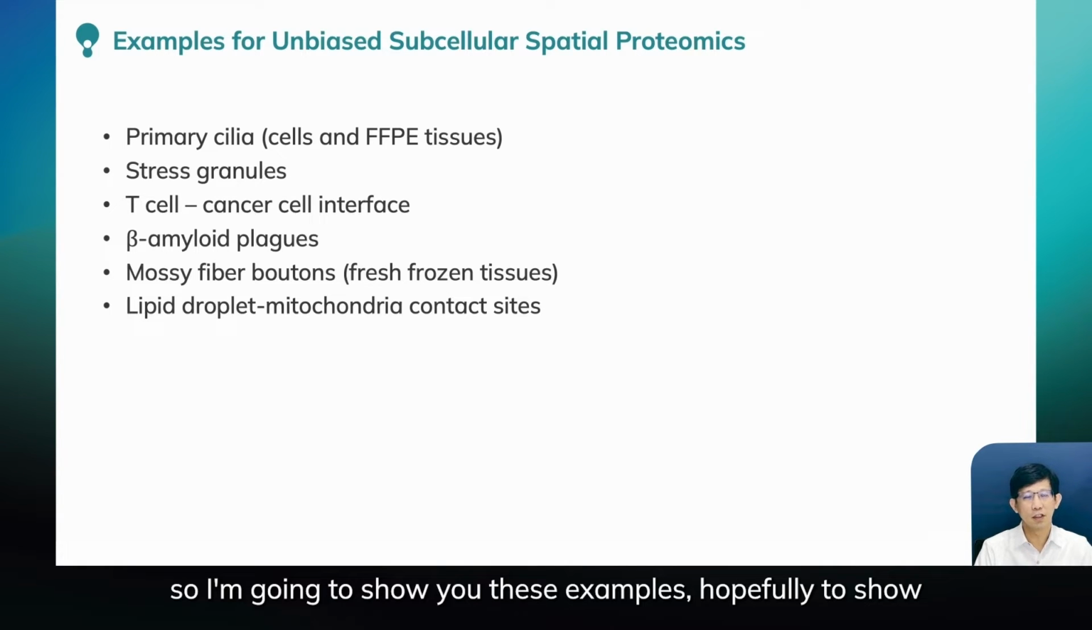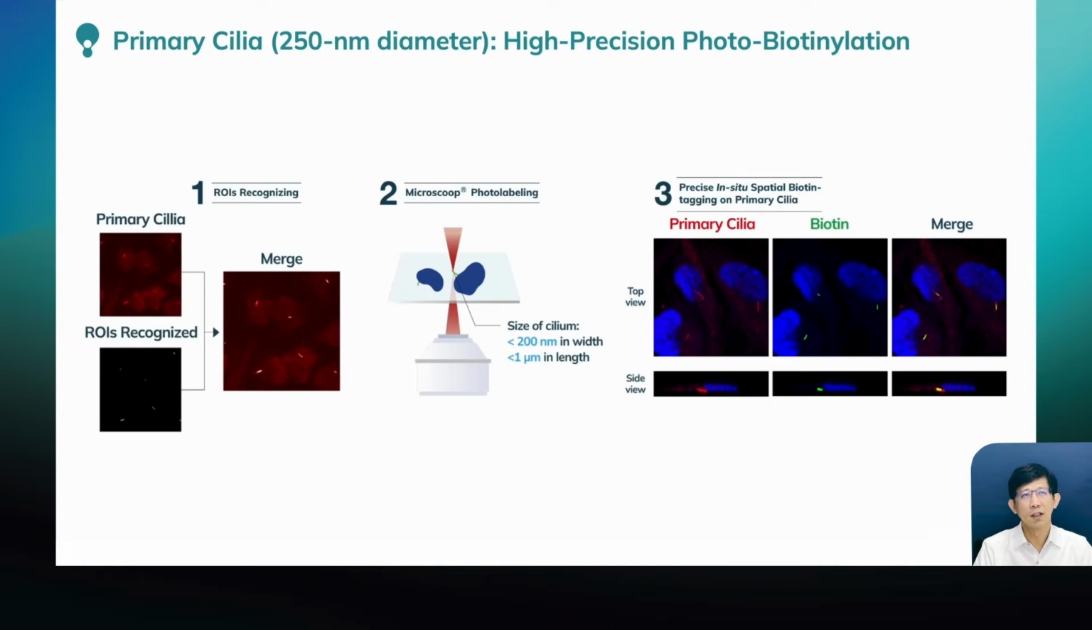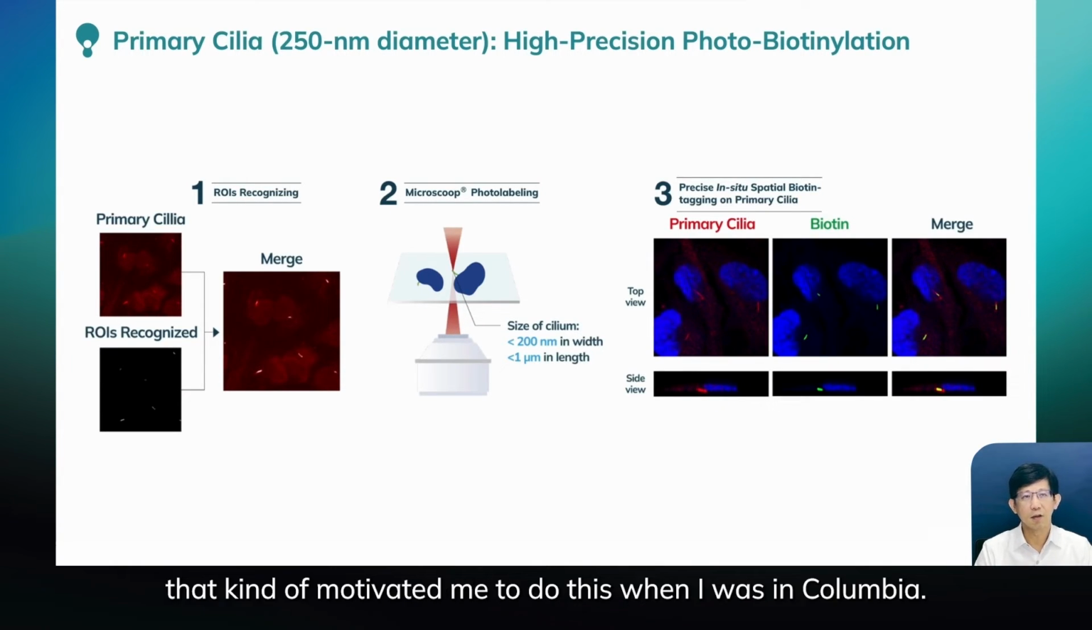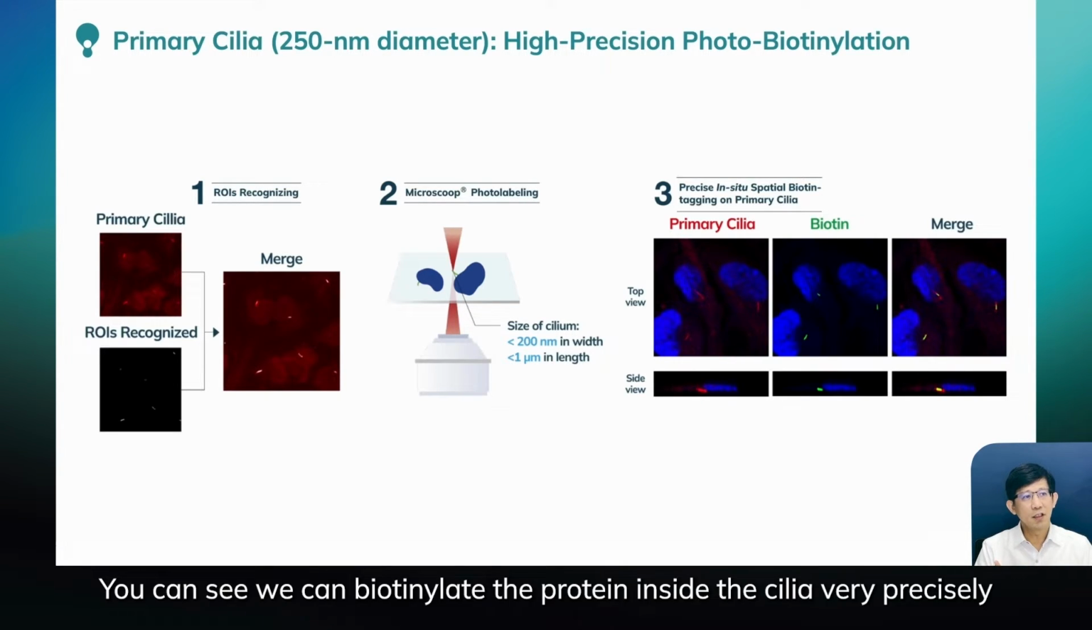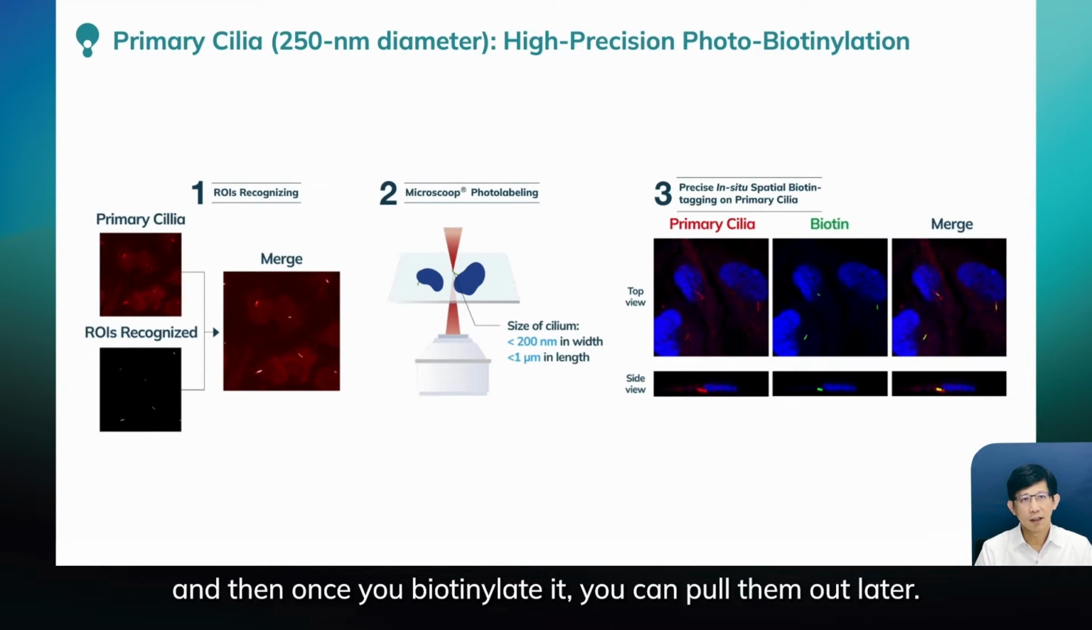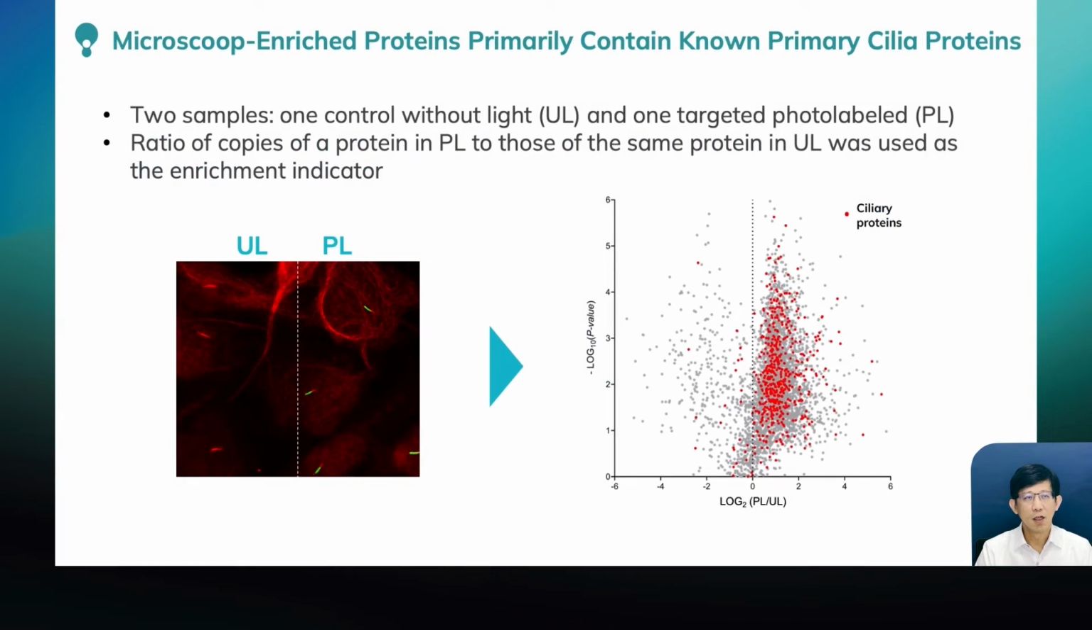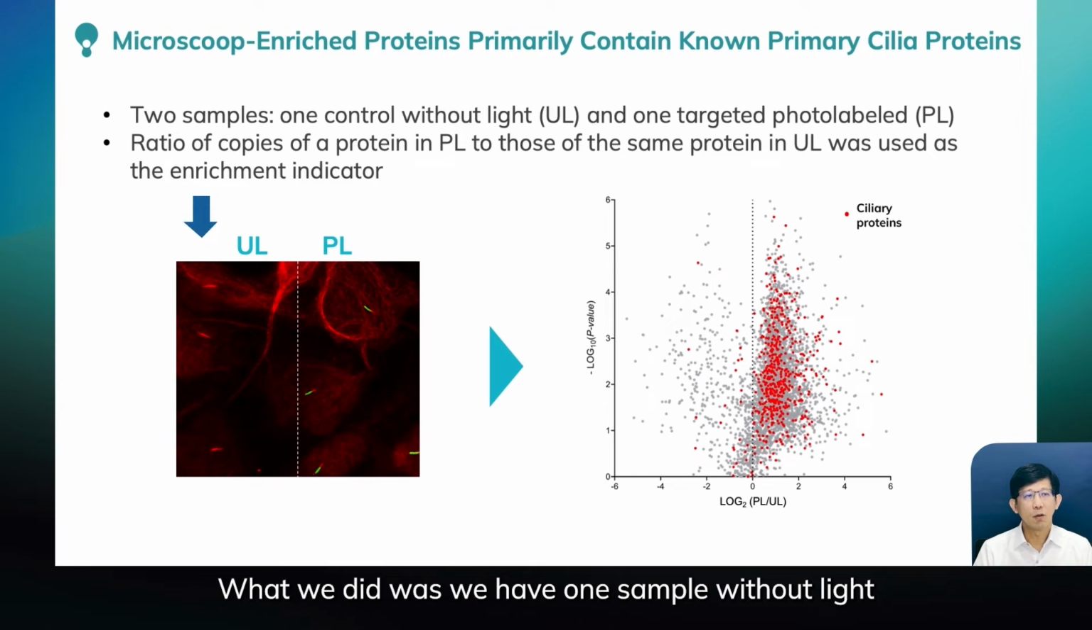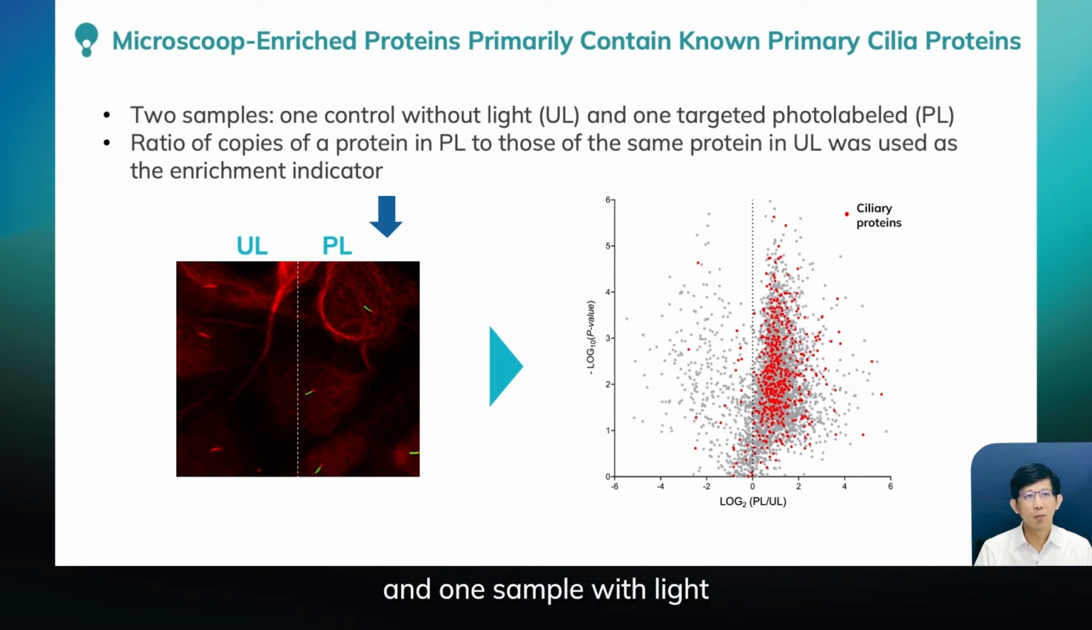I'm going to show you these examples, hopefully to show the kind of universal power of this method for proteomic discovery. Cilia is one example. It's the original research I studied that motivated me to do this when I was at Columbia. You can see we can biotinylate the protein inside the cilia very precisely. And then once you biotinylate it, you can pull them out later. Right? So what we did was we had one sample without light and one sample with light.